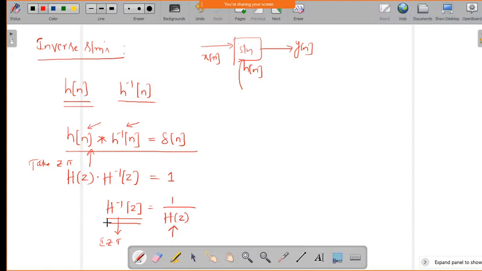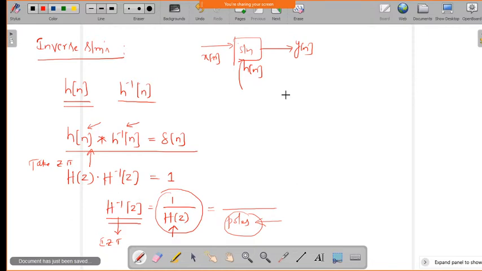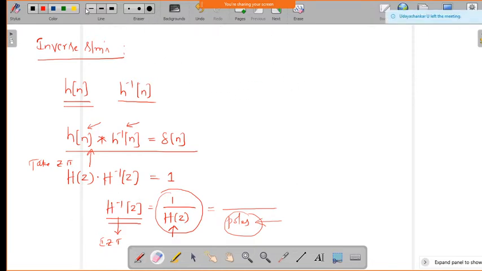Now we will take an example and see how to find the stability and causality. Once you have H inverse of z, you look at what the poles are in the denominator. Based on the poles, you can decide whether the inverse system is stable or not. So we will work out one problem to see how we can find the inverse of the system.